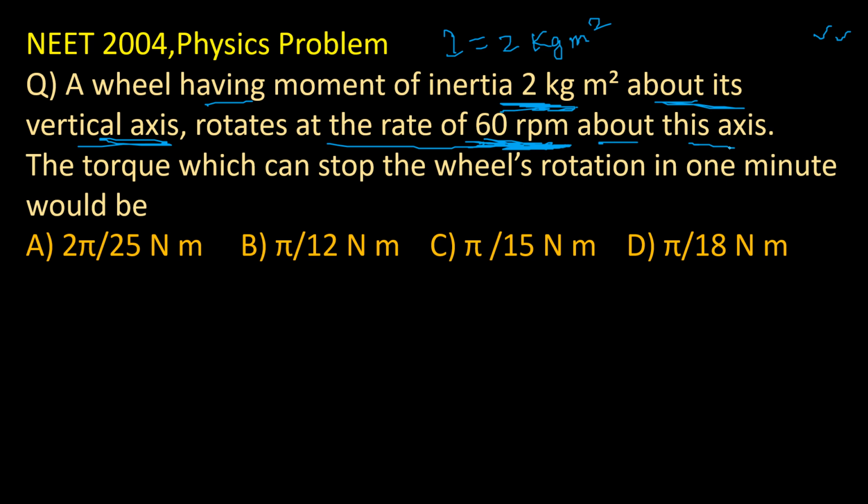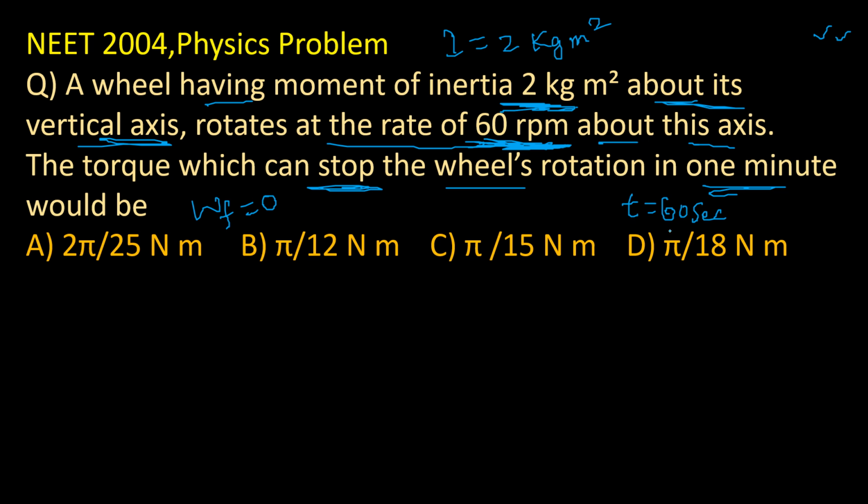About this axis, the torque which can stop the wheel's rotation in 1 minute would be. So here the final angular speed must be 0. Why? It must be stopped. So that's why the final angular speed is 0. In 1 minute, in the sense 60 seconds.